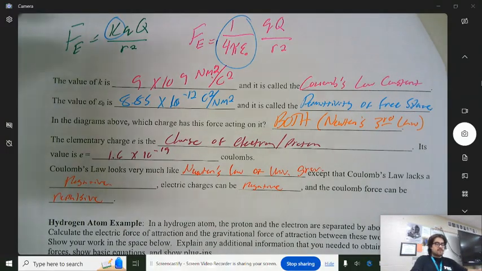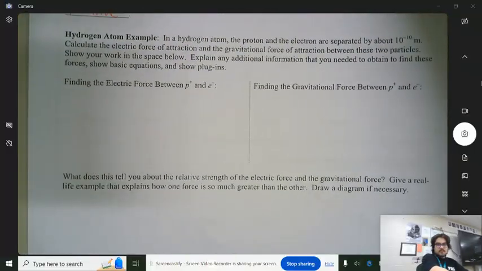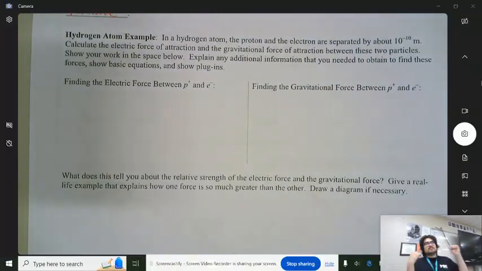Let's take a look at this hydrogen atom example. In a hydrogen atom, the proton and electron are separated by about 10 to the negative 10 meters. Calculate the electric force of attraction and the gravitational force of attraction between these two particles. Show your work in the space below. Explain any additional information. It's just telling us to show our work.